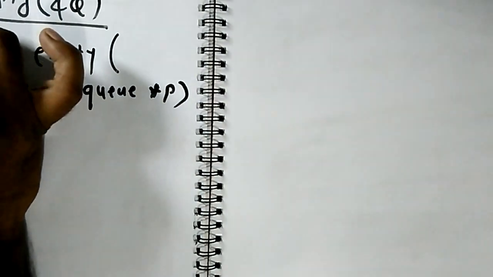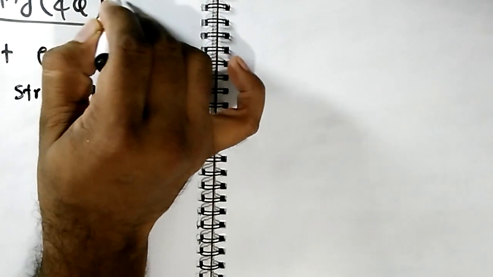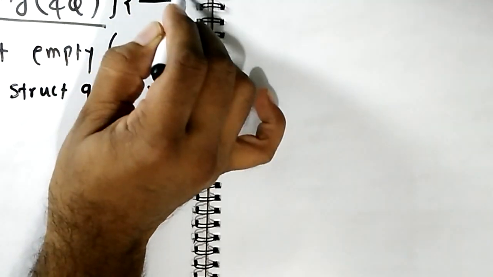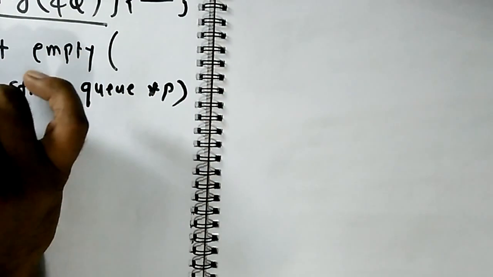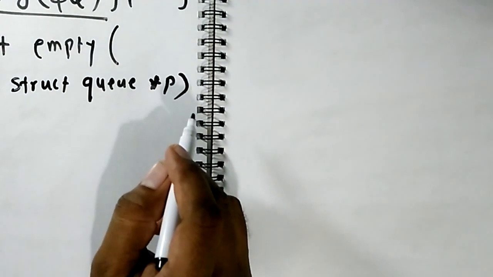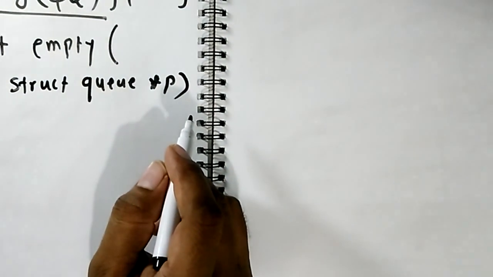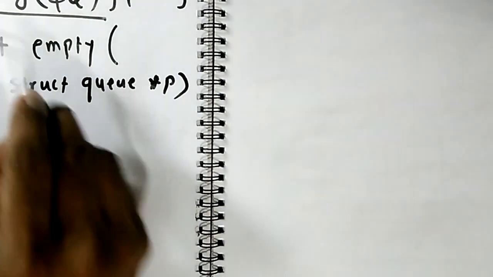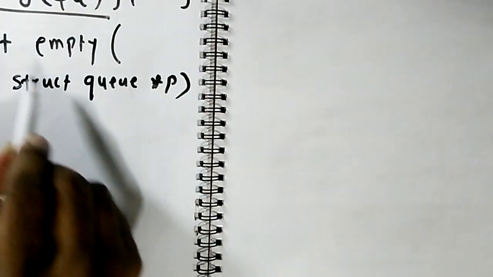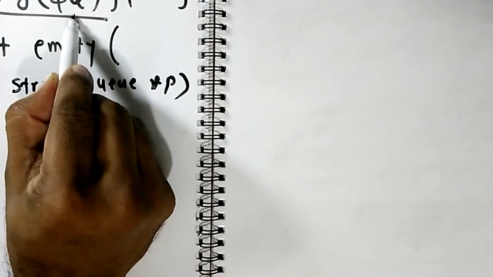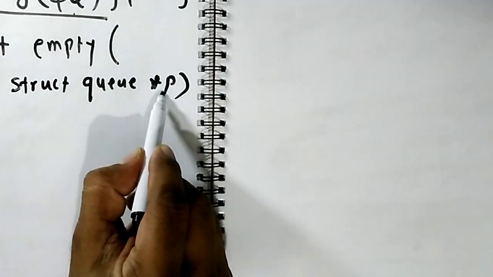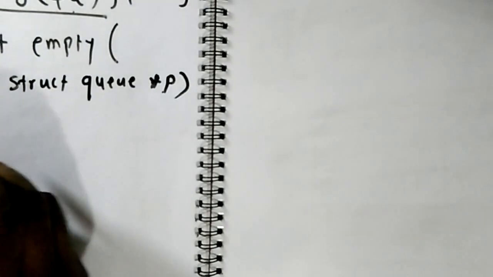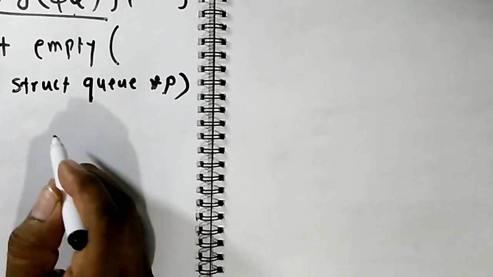If empty this queue, perform something, right? Else perform something, right? For example, this empty function will be used while doing a dequeue operation. So that kind of call can be made to the empty function. We are passing the address of the queue, so that address of the queue is stored in the pointer p, right? So the queue empty condition here is front or rear is -1.